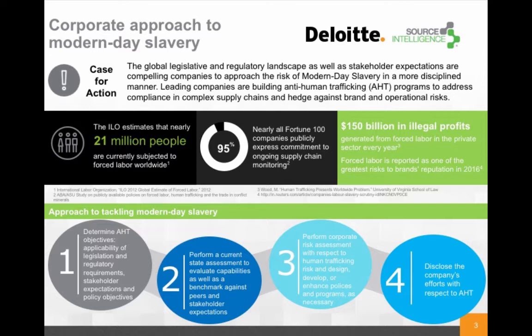Second, really understanding that current state assessment of an organization's approach and evaluating capabilities, as well as looking to benchmark against peers and those evolving stakeholder expectations to really understand the current state. Focusing then, third, on a risk assessment, a corporate risk assessment that's applied comprehensively with respect to human trafficking risks from a design, development, and policy perspective to really get that comprehensive view into the opportunity and really the obligation.